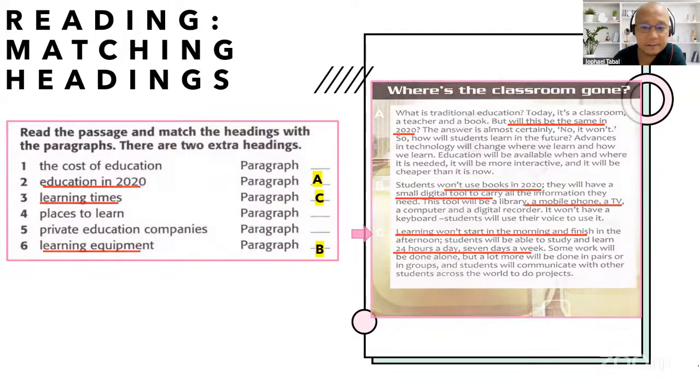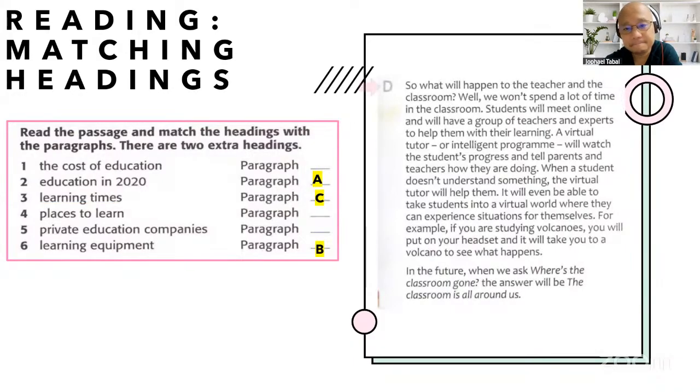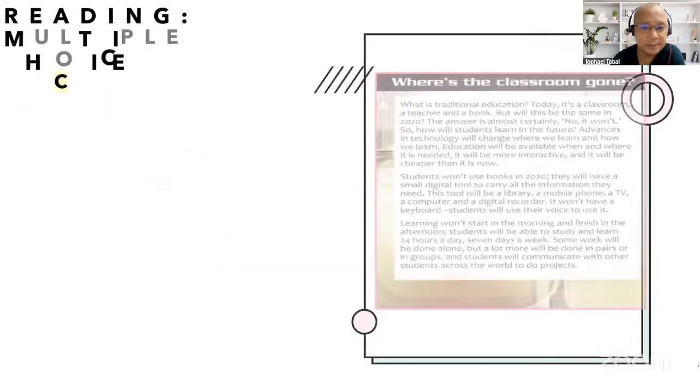And paragraph D. Yeah, paragraph D, Sam, did you finish it? Paragraph D. Number one. Number one, okay, so we have teachers, classroom, meet online, okay, so that should be places to learn. That's D, okay, that's right.